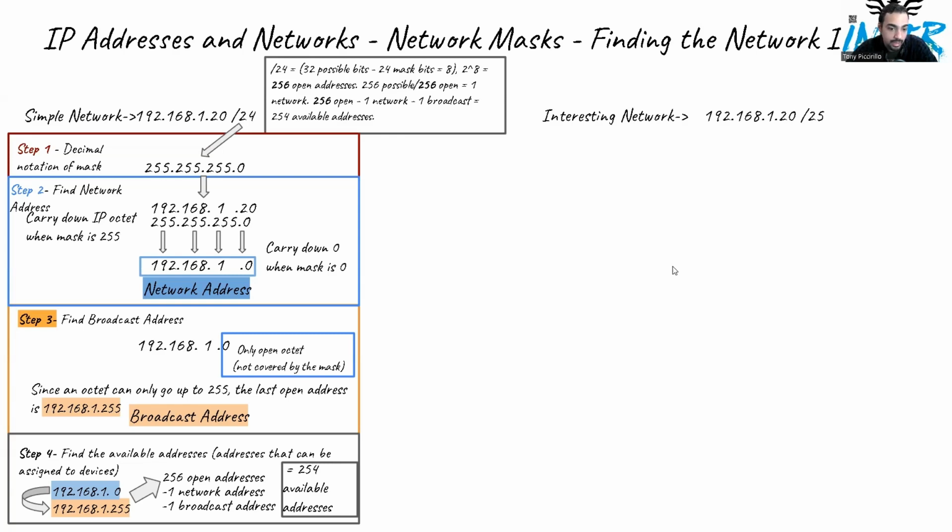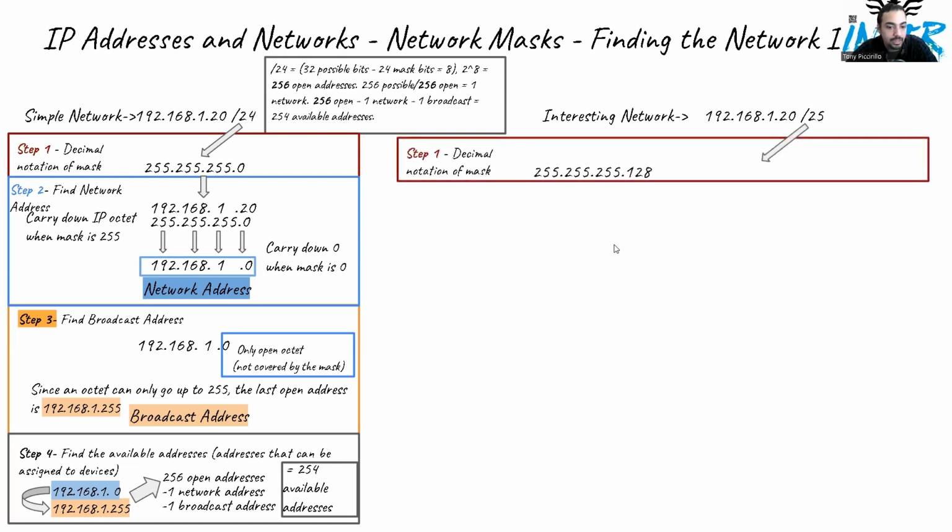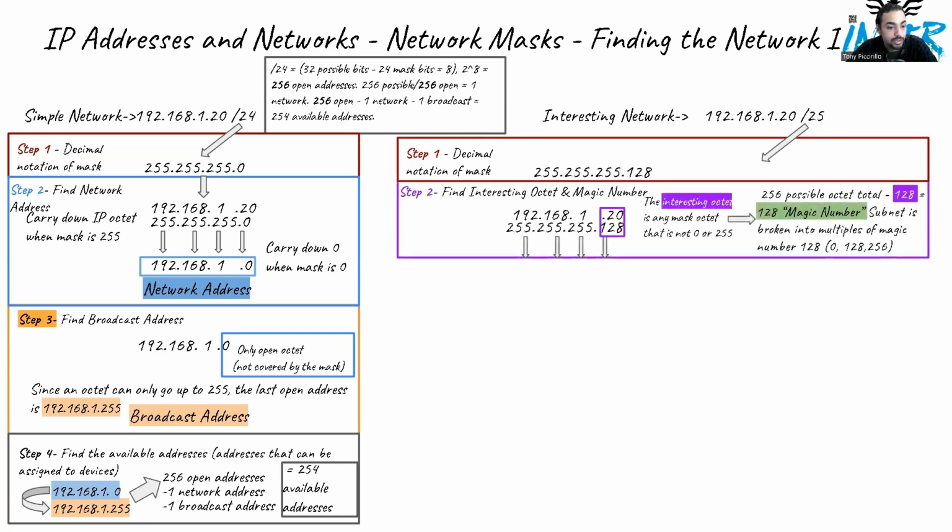In this case, we start with the same IP address, but now the mask is /25, which is not as clean cut as 24, right? Okay. Step 1 is the same. We need to write out the mask in decimal notation. Step 2 is to find the interesting octet and a magic number, which is a number that will help us with a shortcut that we're going to use.